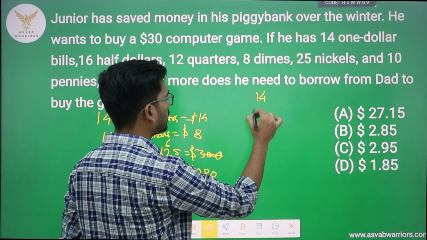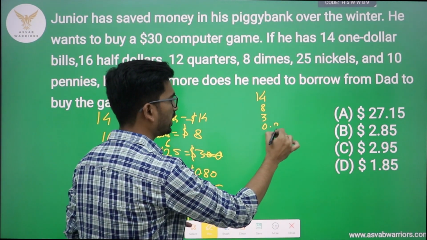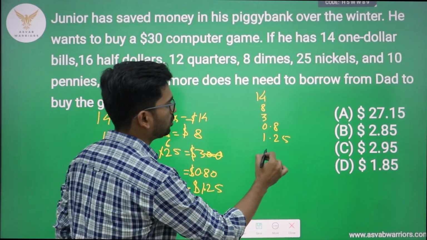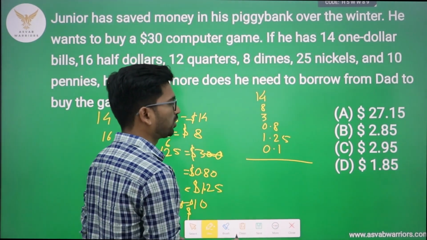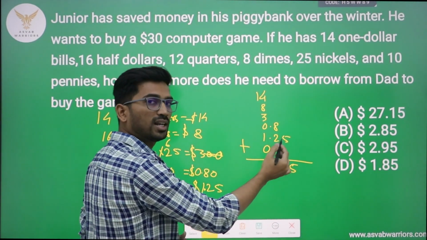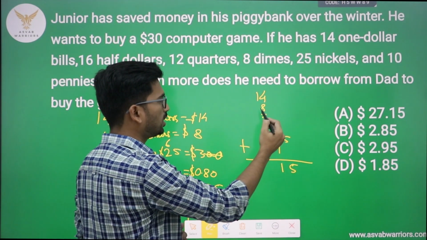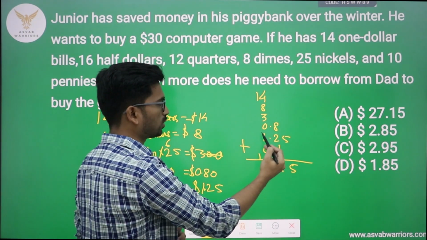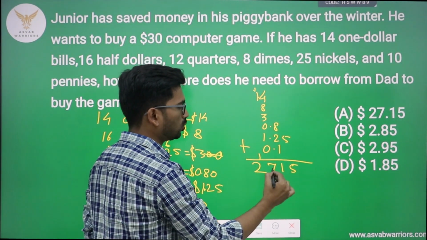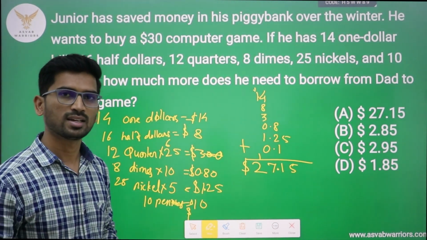We'll calculate $14 plus $8 plus $3 plus $0.8, $1.25 and $0.1. Now we'll add these up. So 8 plus 2 is 10, plus 1 is 11, carry 1. Again 4 plus 8 is 12, plus 3 15, plus 1 16, plus 1 17, carry 1. 1 plus 1 is 2. So the junior has $27.15 in his piggy bank.